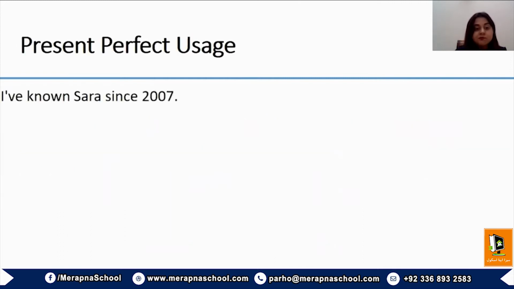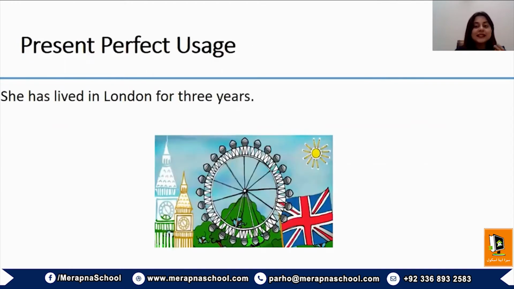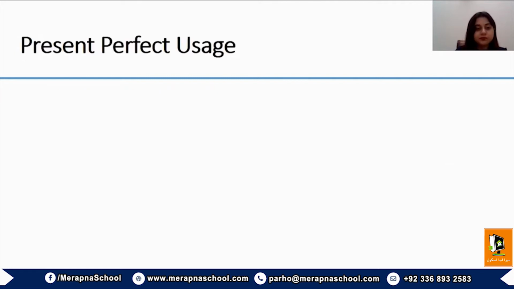For example, I have known Sarah since 2007. Now here I mean that I have known Sarah, I still know her, and since refers to the year, the time from when I know her. Okay. Another example could be, she has lived in London for 3 years. Now this means that she still lives in London, but she has lived in London for 3 years now. And here we have used 3 to refer to the duration.